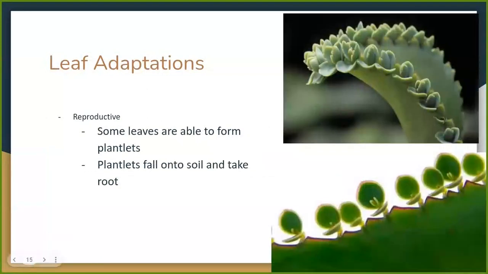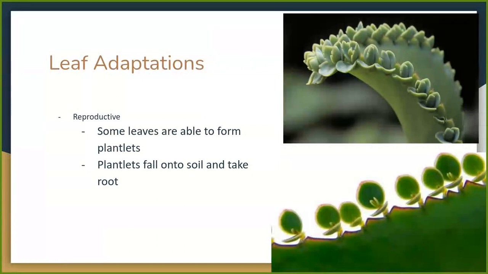Okay. And then we have another type. These are known as reproductive leaves. These are different in that it has formations of what are called plantlets on the leaf itself. These plantlets can fall off into the soil and then take root. And eventually, they'll be able to produce another plant.